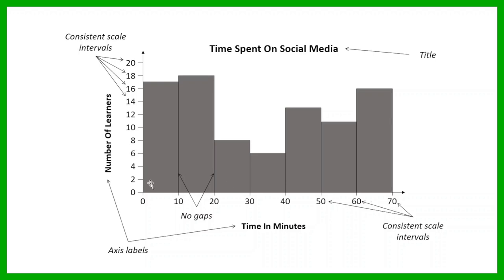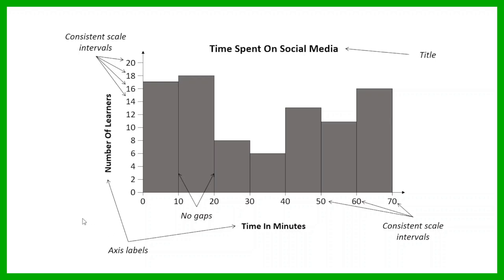So this bar is representing all the numbers from 0 to 10. This bar is representing all the numbers from 10 to 20. This bar is representing all the values from 20 to 30. This one is all the values from 30 to 40, and so on. So your histogram's horizontal axis is also going to have a number line type of look, just like your vertical axis does over here.